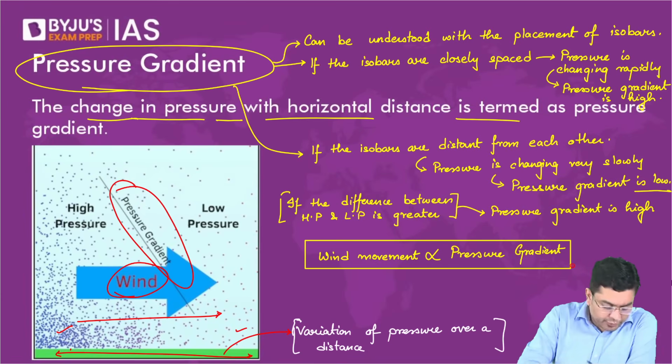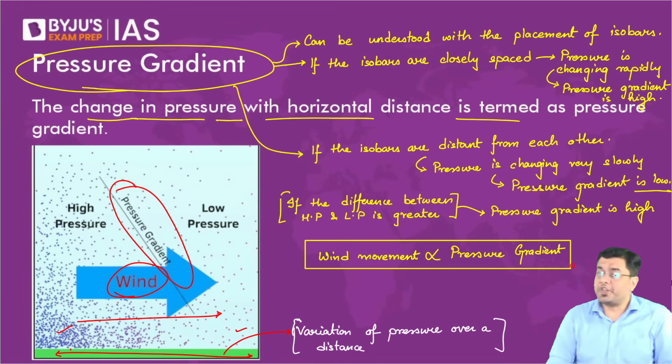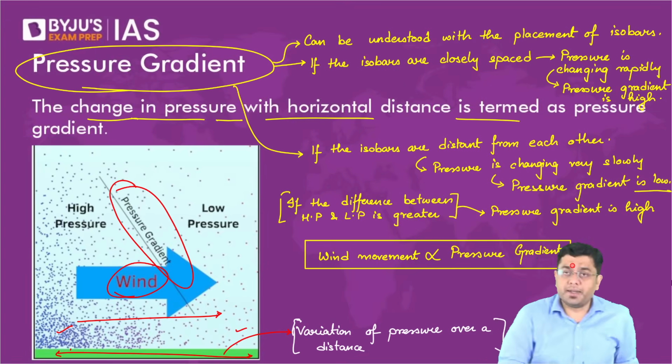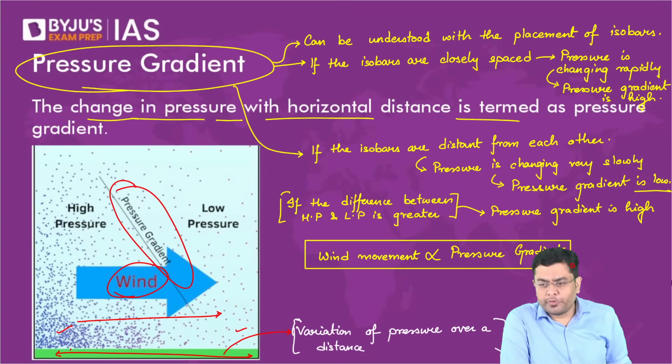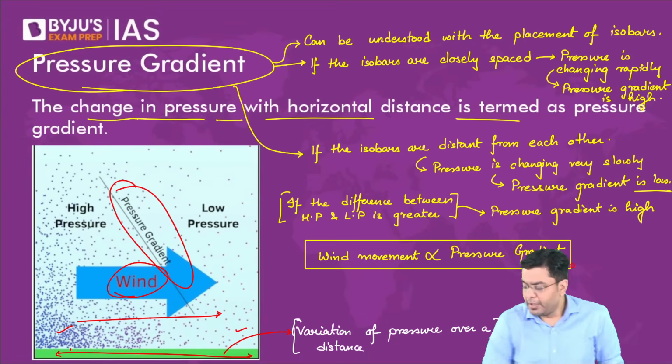Wind movement is always going to be proportional to the pressure gradient. So if the pressure gradient is high, the wind movement will also be higher. If the pressure gradient, or the difference in pressure, is low, the wind movement will also be significantly slower.